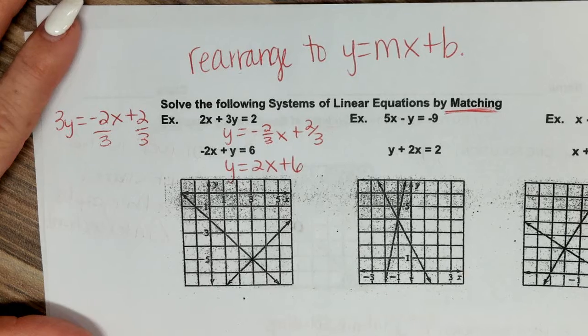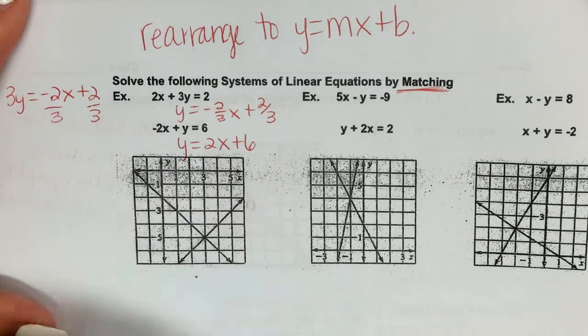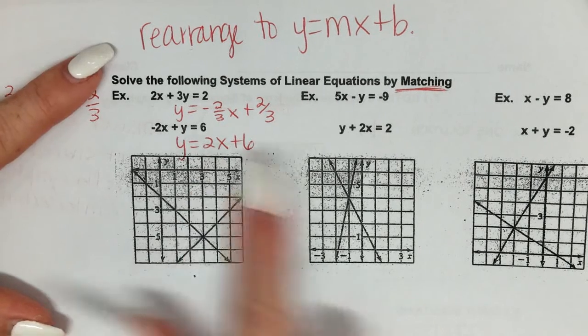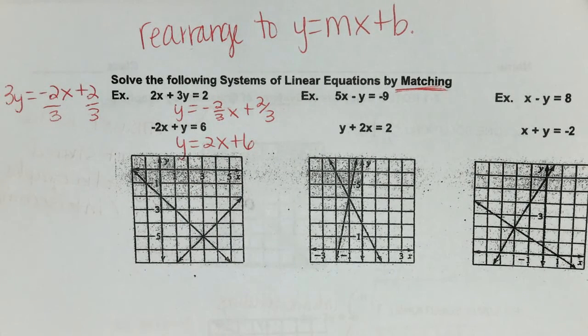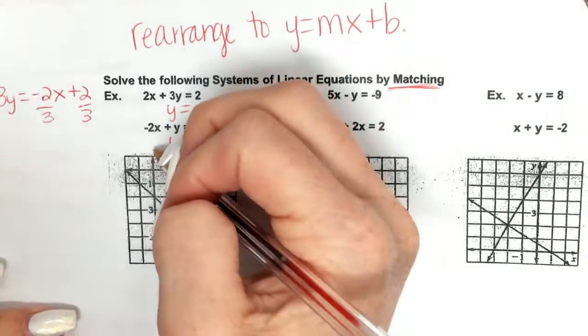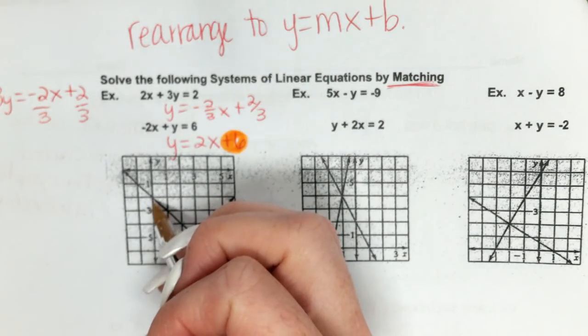Now we're going to match one of these graphs with this system of equations. I'm going to check this one first. How can I check this? What is the y-intercept of this one? So everybody find the y-axis. Is there a y-intercept of 6 on this one?